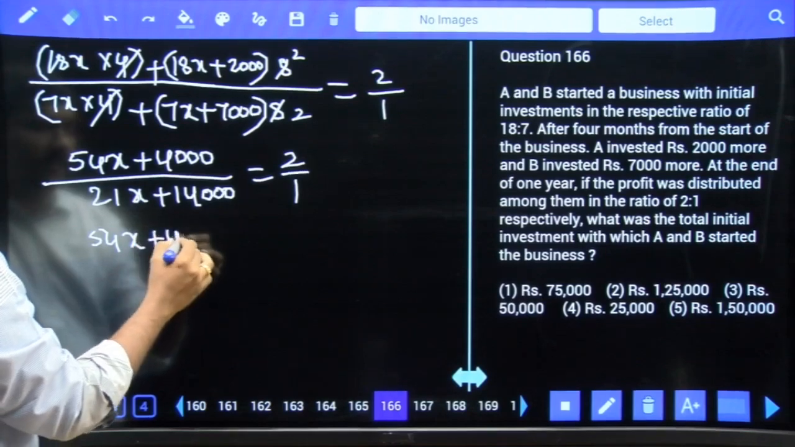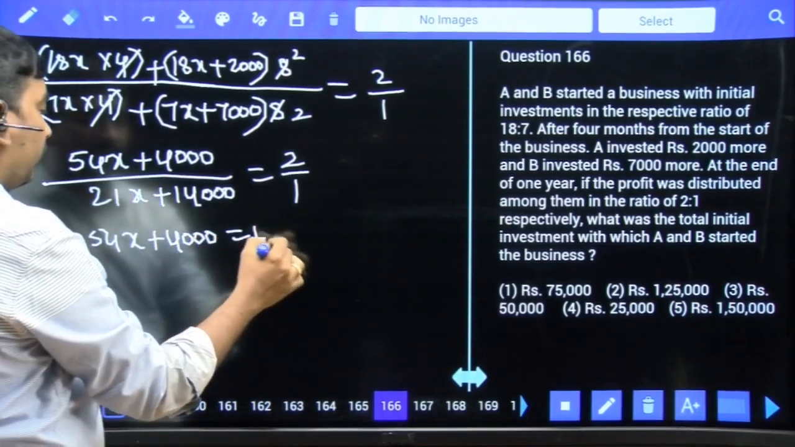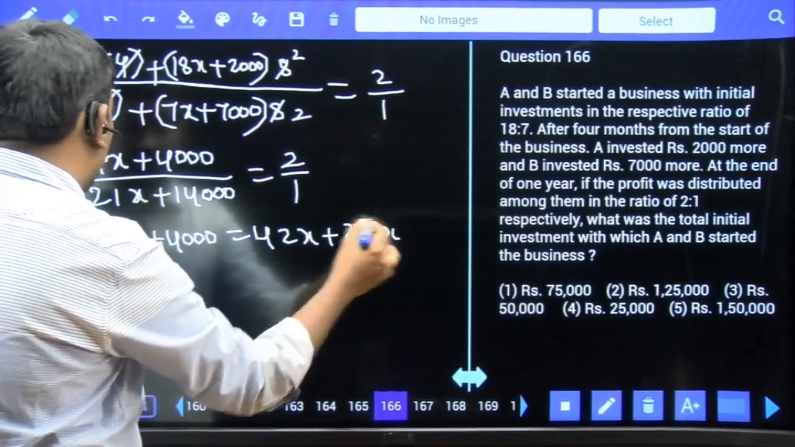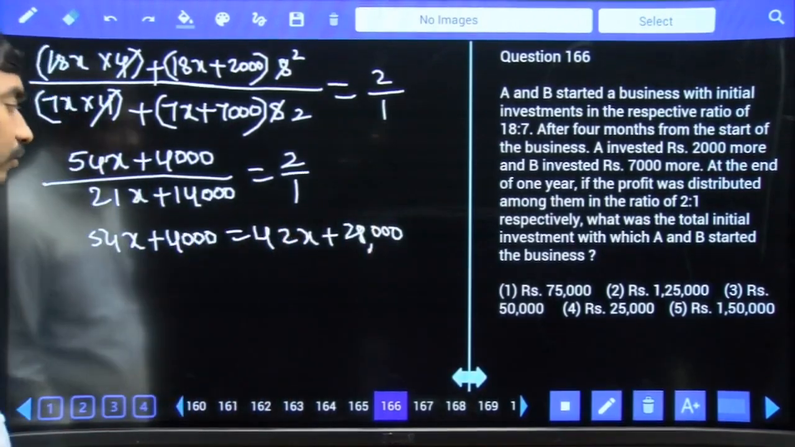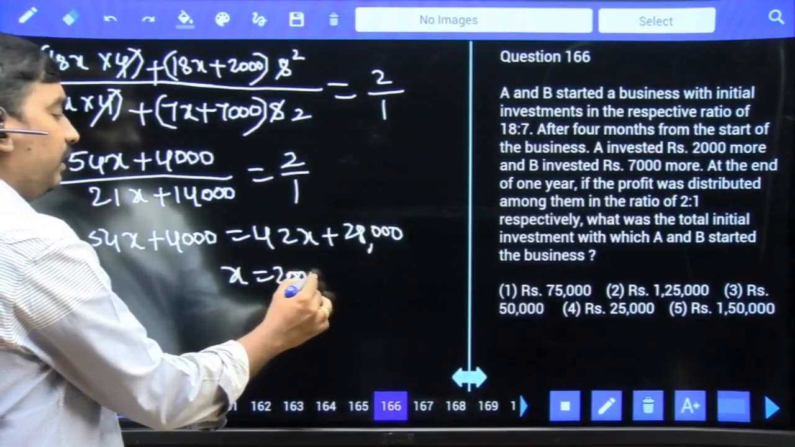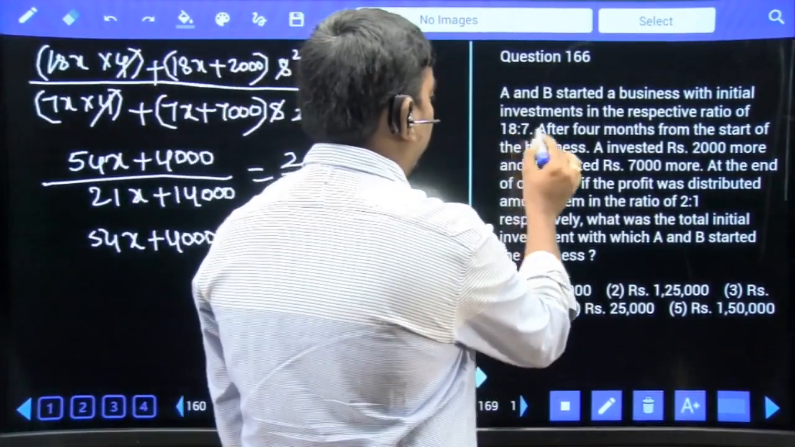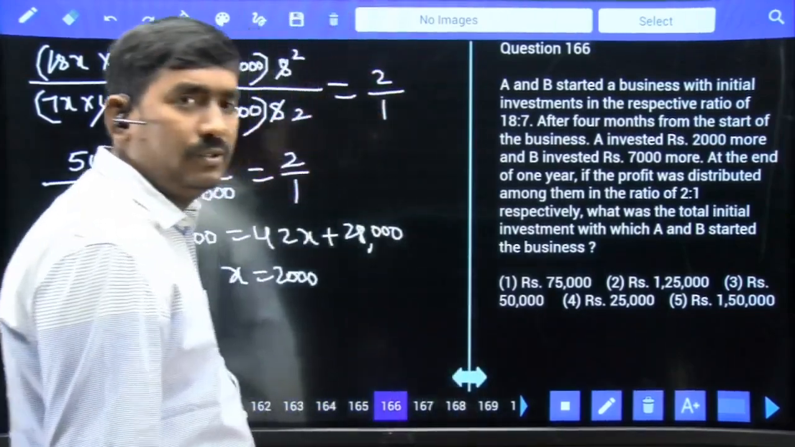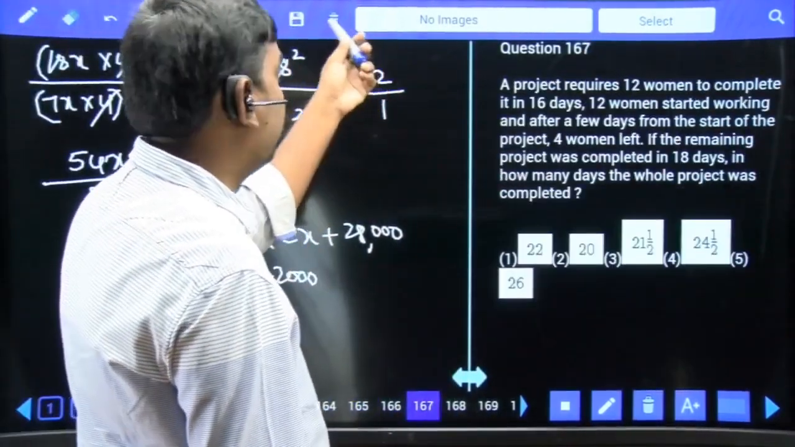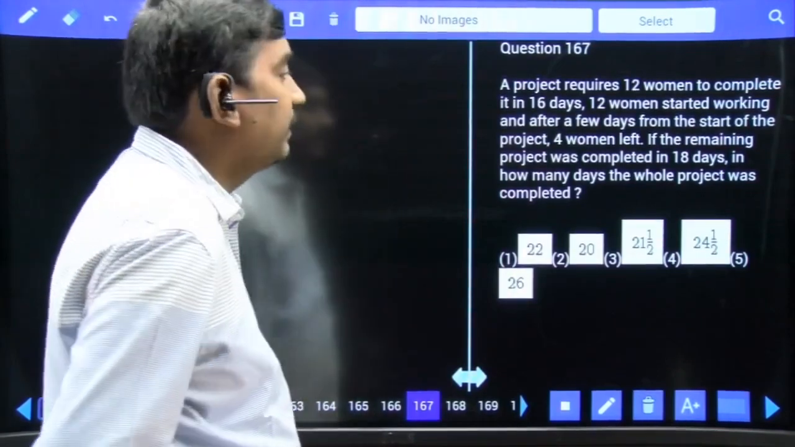54x plus 4,000 is equal to 42x plus 28,000. 54 minus 42, 12x equals 24,000, x equals 2,000. The initial investments of A and B together are 25x, 25 times 2,000 is 50,000. 50,000 is your answer. Next.